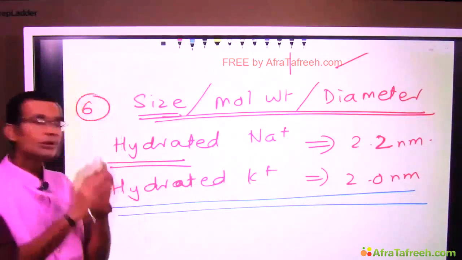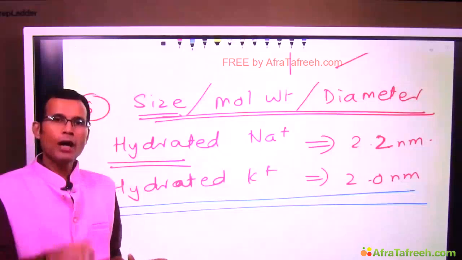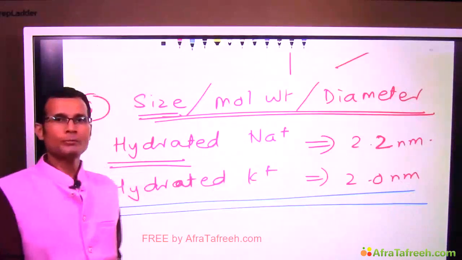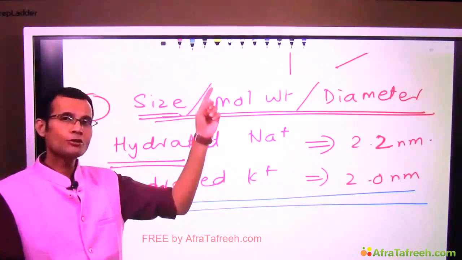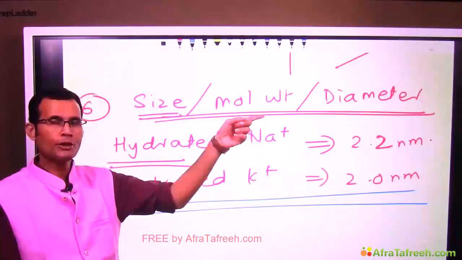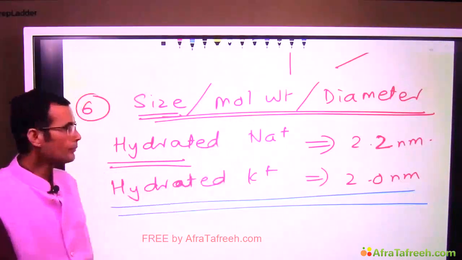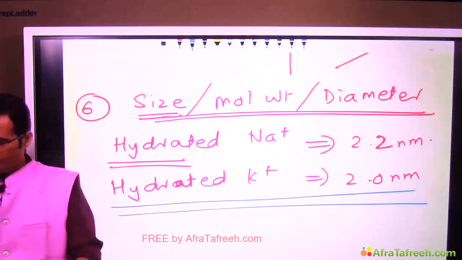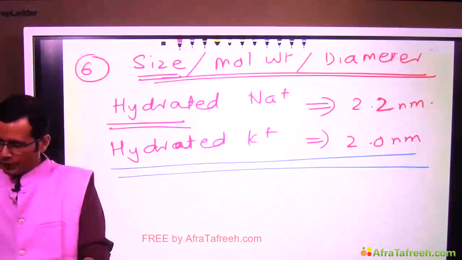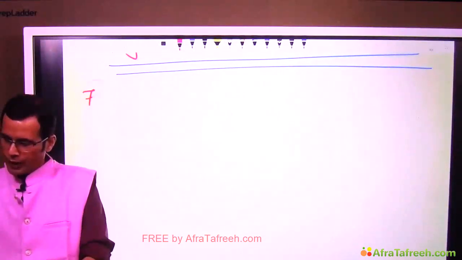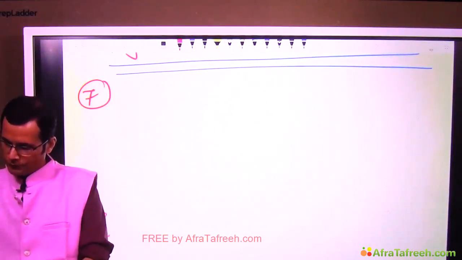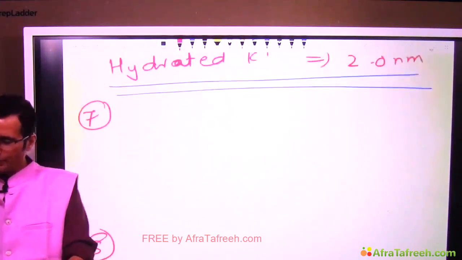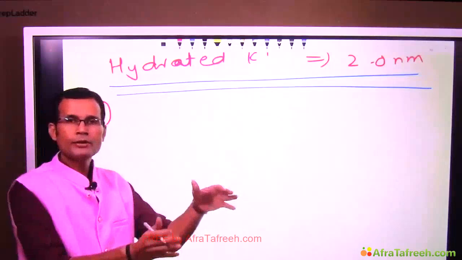So I have told you the second reason why potassium diffuses faster as compared to sodium. The first reason was more number of channels for potassium as compared to sodium, and the second one is this, the size. Now the last three factors are very similar to understand and remember, so we'll discuss them together.